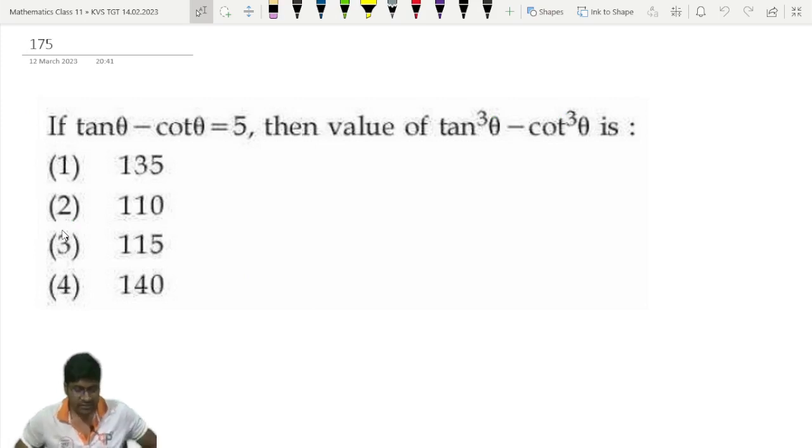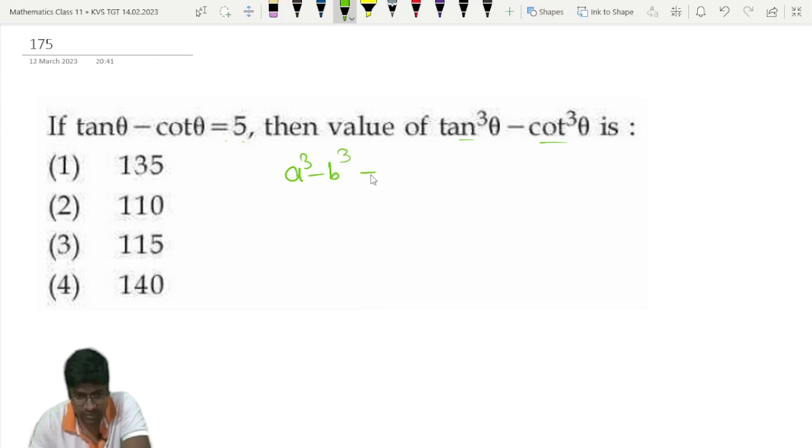Now question number 175. Tan theta minus cot theta is equal to 5, that is given. Then we have to find the value of tan cube theta minus cot cube theta. That is also very easy. One formula, can you remember that a cube minus b cube? What was the formula for that?